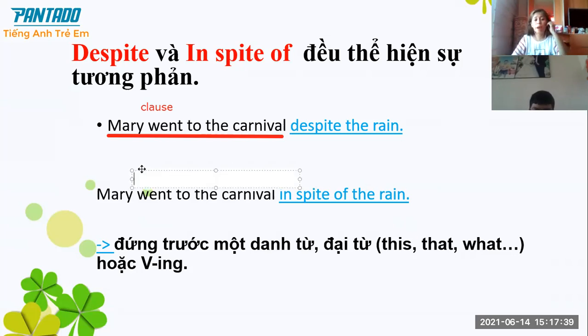Okay, next. Mary went to the carnival in spite of the rain. In spite, the same thing happened. Again, there is a contrast: in spite of it raining, Mary still went to the carnival. Despite the rain, Mary went to the carnival. Do you understand this? Yes. You understand this, Tab? Do you understand my point? Okay, very good. Next one.